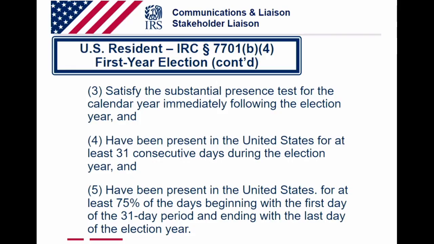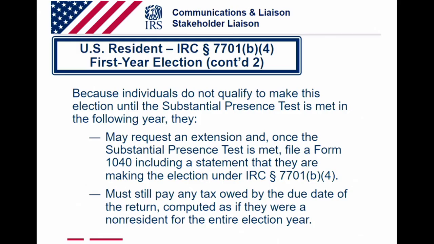So if a person who did not have a green card and did not meet the substantial presence test for the year arrived in the United States on September 3rd of 2024, stayed in the United States for 31 consecutive days, then was in the United States for at least 75% of the days from September 3rd through the end of the year and later met the substantial presence test in 2025, that person would be eligible to make a first-year election to be treated as a dual status individual for 2025, meaning they would be treated as a non-resident before arriving in the United States and as a U.S. resident for the last part of the year.